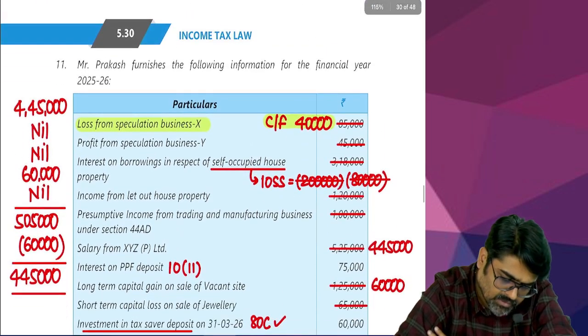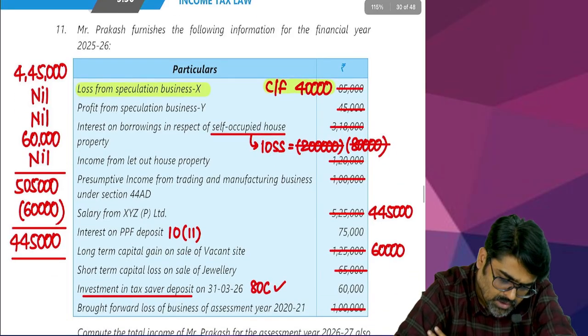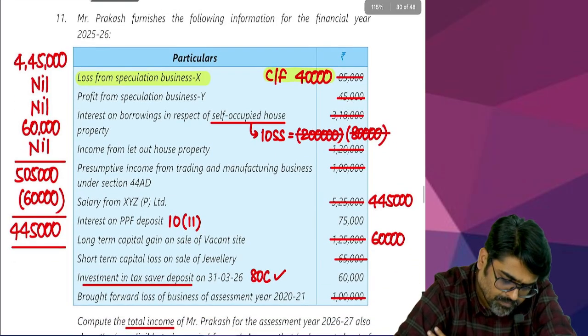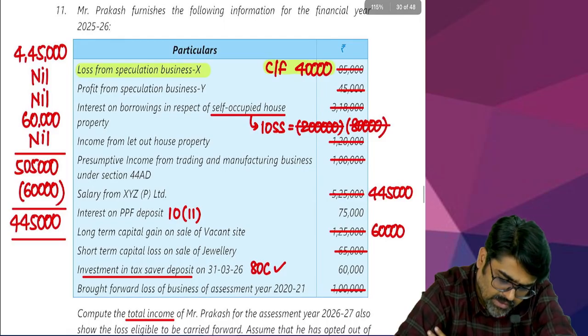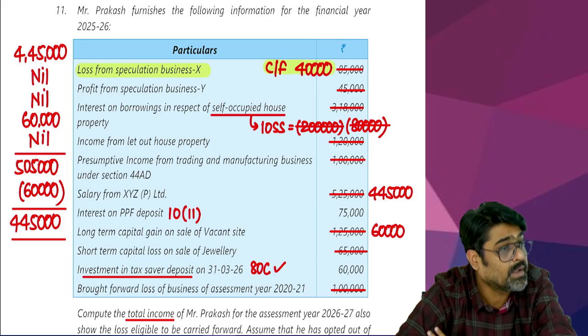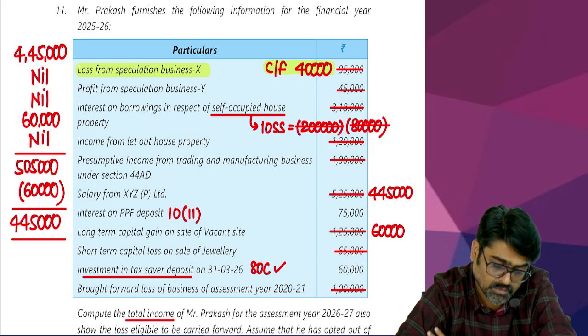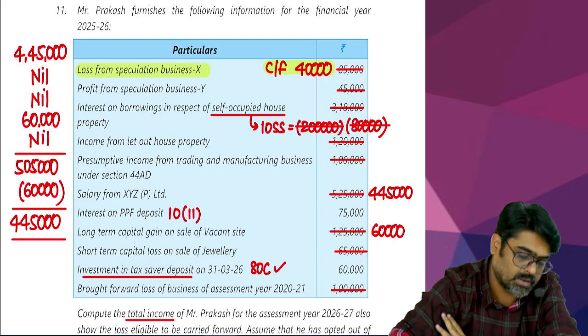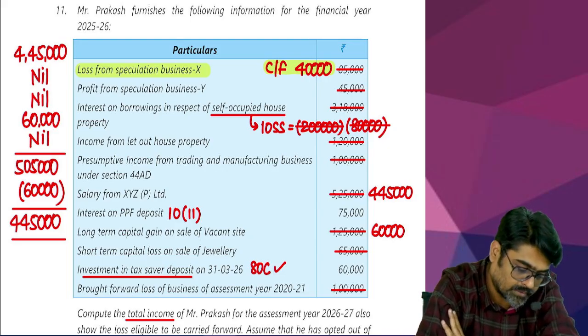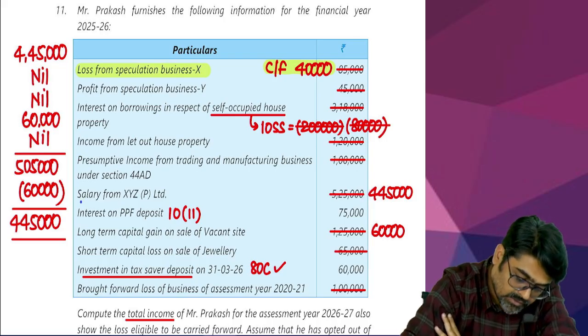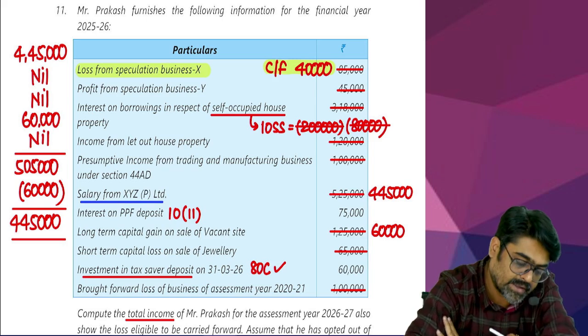Profit of speculative business, interest, income from let out property, done. Presumptive business income, done. Salary, sorry? Yes. Okay. So we have missed out something, that salary from XYZ Private Limited they have sent.